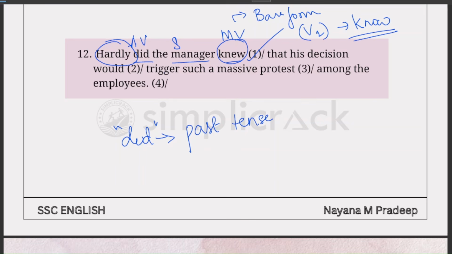Just know. So whenever you use the past tense auxiliary form of do, which is did, in a sentence, you never repeat that past tense in the main verb. You simply put the main verb in the base form. Did is already there in the sentence. Instead of using the past tense knew, you have to use the V1 form or the base form, know. So: hardly did the manager know that his decision would trigger such a massive protest among the employees.